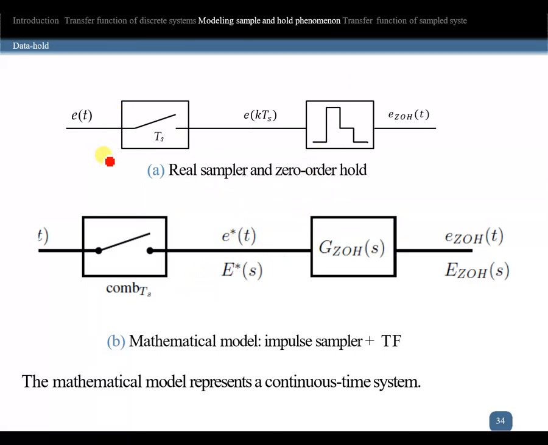Okay, now if you have e(t) here, with the sample time I can find E star(t). With the G zero order holder I can find the E zero order holder based on time. If I take the Laplace, here becomes E star s, here becomes E zero order holder, and I find what the transfer function of G here is.